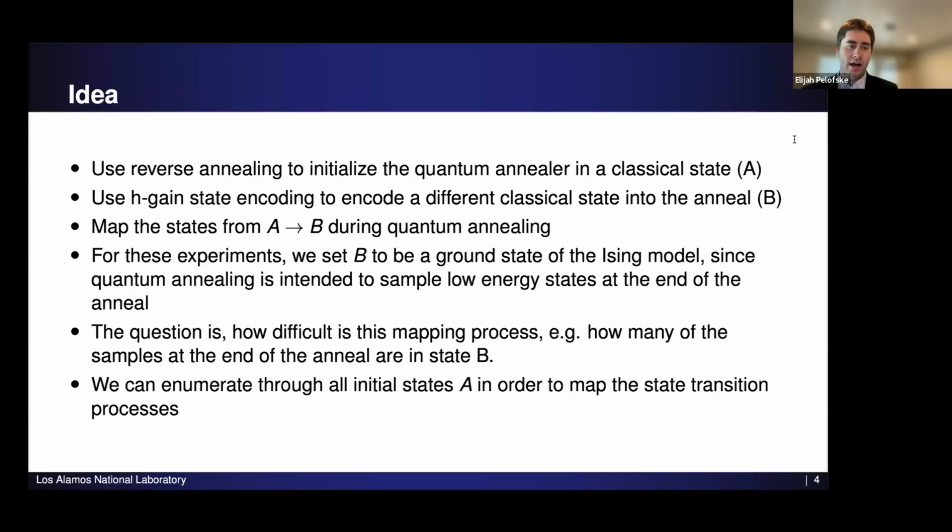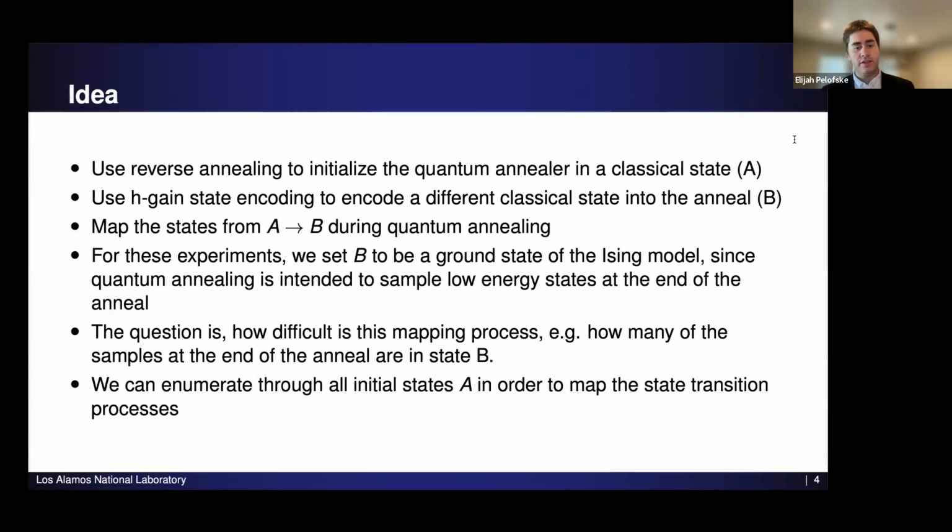So the idea of this paper is to use reverse annealing to initialize the quantum annealer in some classical state, and then use H-gain state encoding to encode a different classical state. Let's call this state B. And the idea is that we can map the states from A to B during quantum annealing. For these experiments, we set B to be a ground state of the Ising model, since quantum annealing is intended to sample the ground states of your optimization problem.